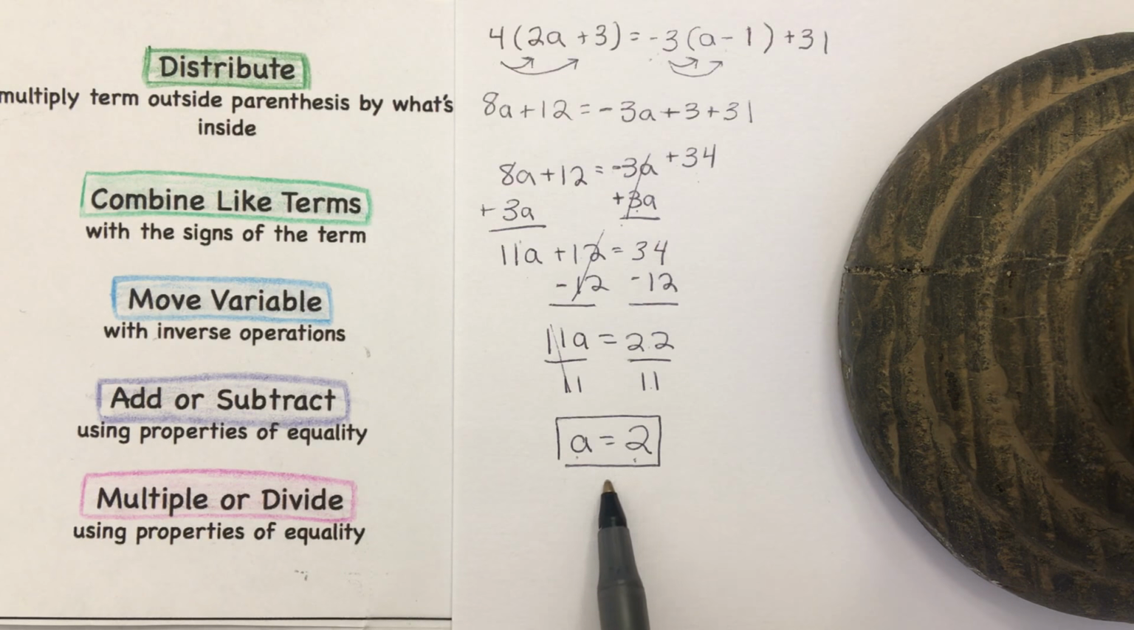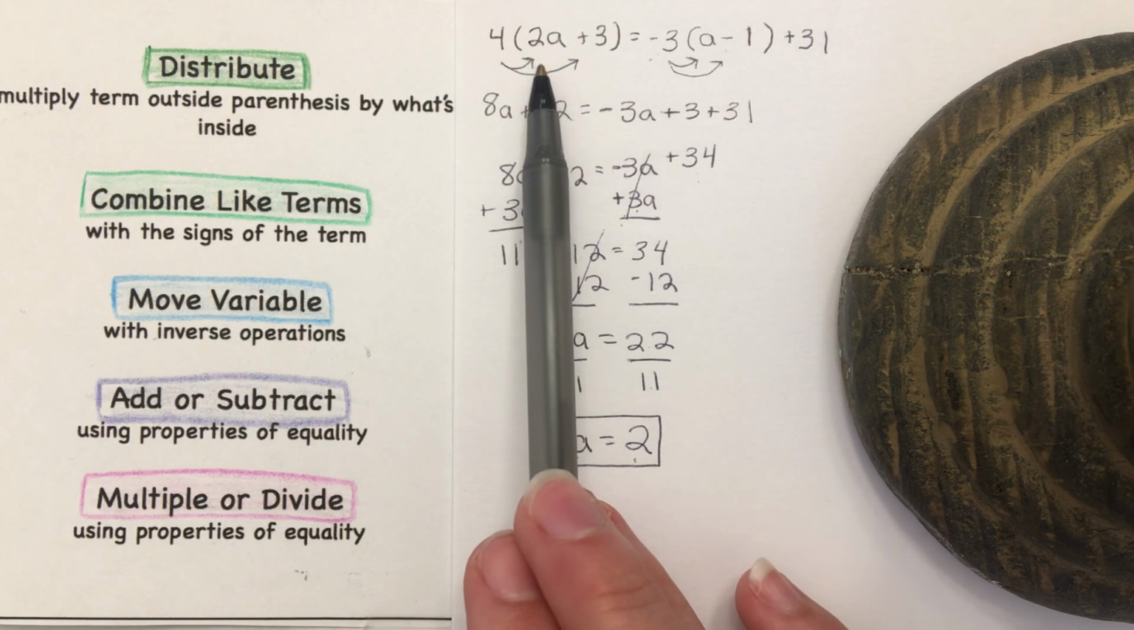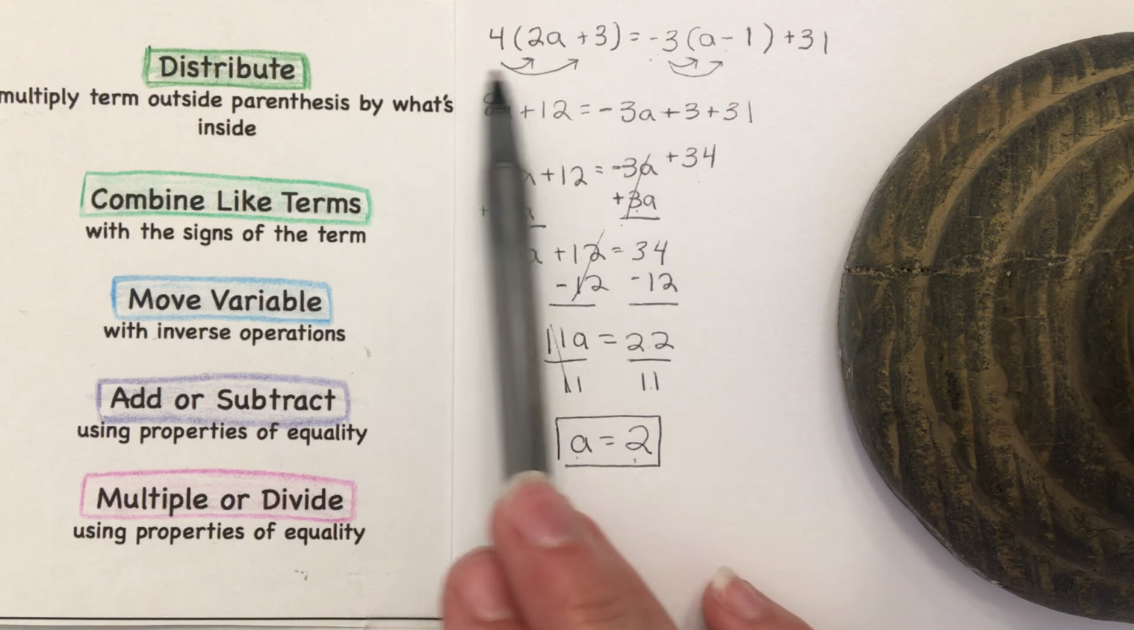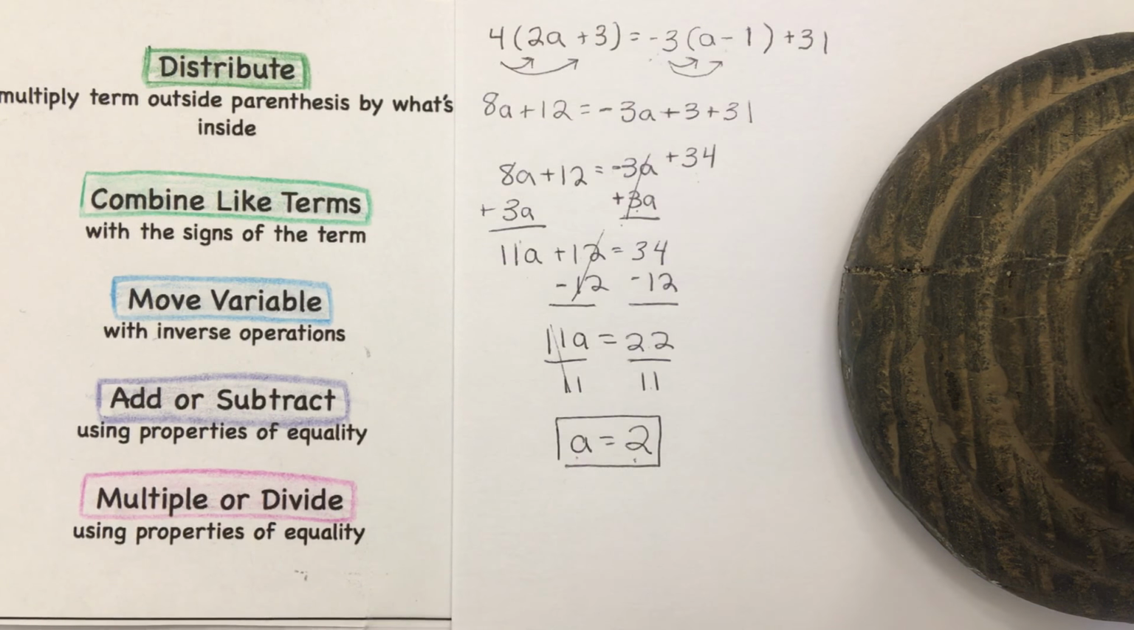Now, if I wanted to check this, I could take a equals 2 and plug it back into the original equation, and I could use a calculator to type that in and see if the left and the right-hand side equal each other. Please don't forget to use your learning log when you're doing your homework to reference it and help guide you through that.